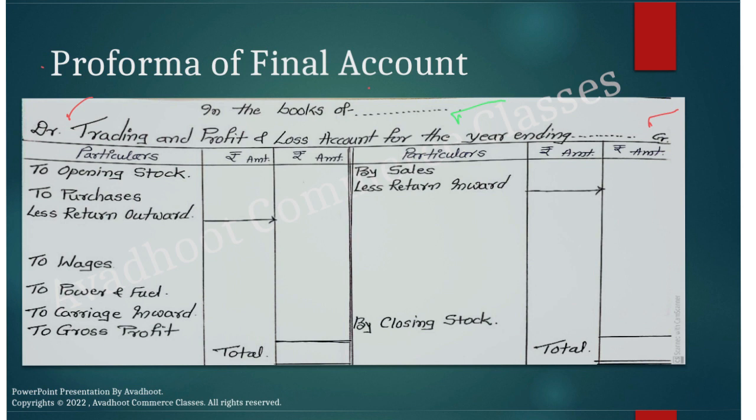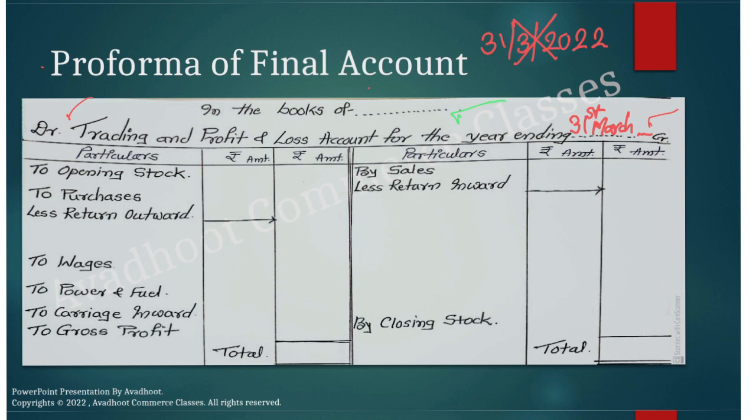Trading and profit and loss account for the year ending. We'll have to write here the date, that is at the end of the year, 31st March. Writing the date is necessary in this manner only. Don't write 31st March 2022, this is not allowed. Write 31st March dash. Generally the year ending is March, which is called the financial year. The calendar year ends on 31st December, whereas the financial year closes on 31st March.